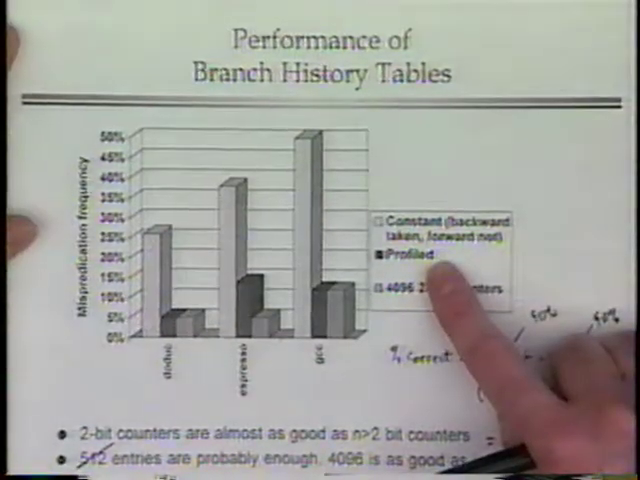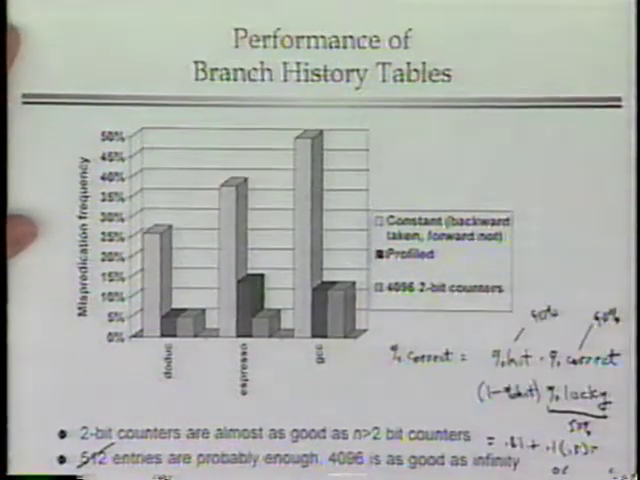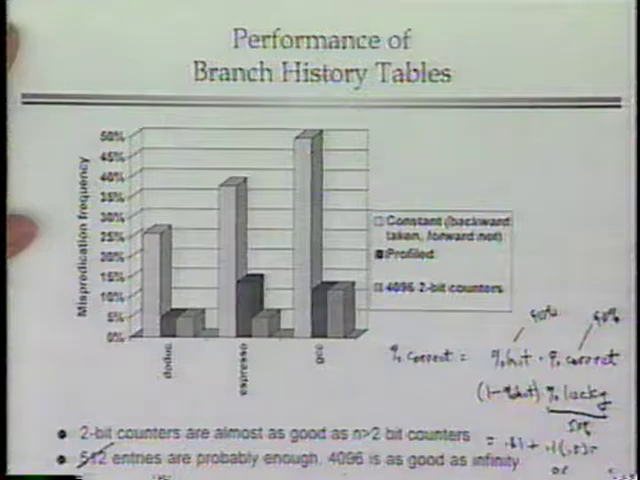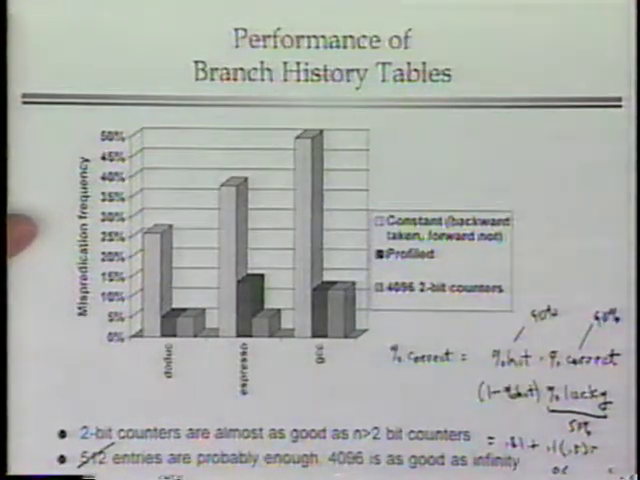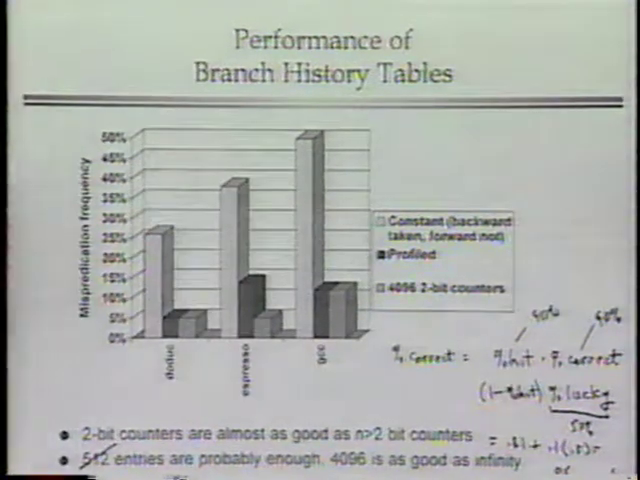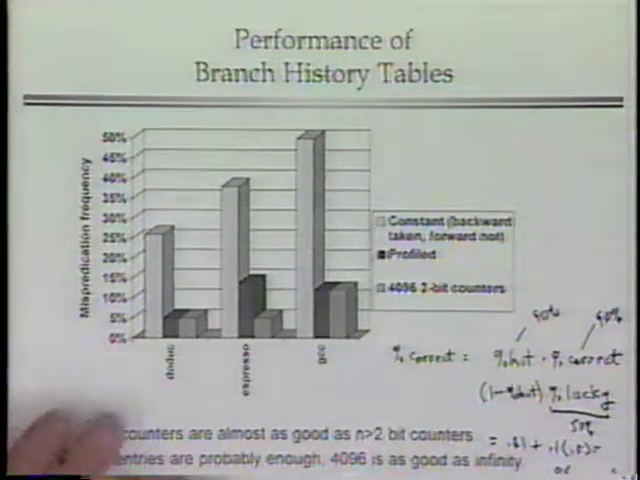Okay, how else can we make this even more complicated? Quick question: what is the profiled case again? The profiled case is you execute the program once and you keep track, for each branch, of whether it branched more often than it didn't. Then you feed that back into the compiler, and it marks each branch instruction saying whether it goes or doesn't go most of the time. Basically it keeps an average history over the whole execution of the program.